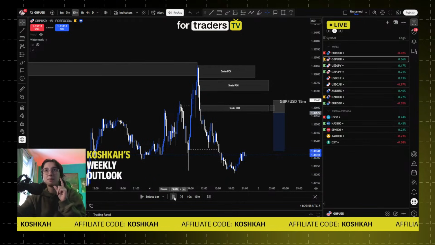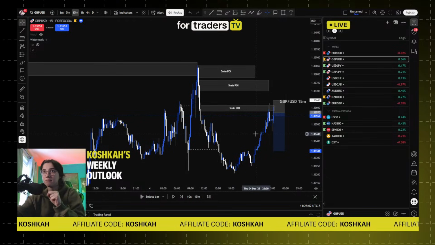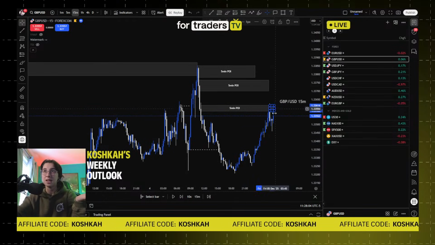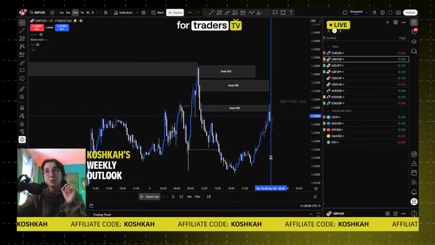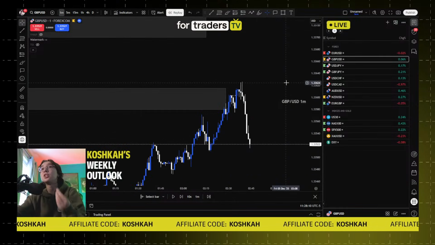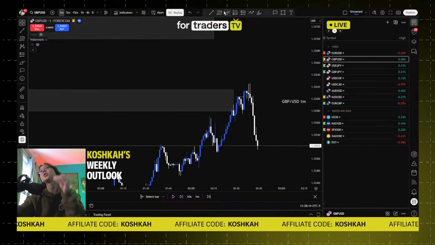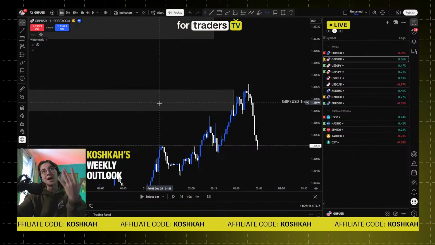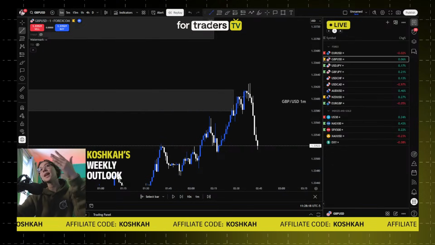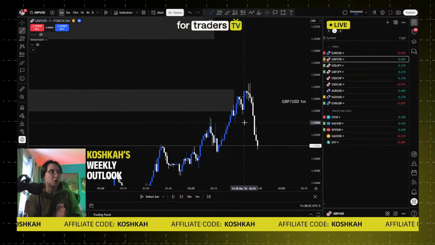So what does that mean? It means that we're going to wait for the 5-minute POI to be tapped in. So for example, right here, it got tapped in, and you don't just straight away enter at this POI. You go on the 1 minute and wait for a 1-minute change of character / break of structure to the downside. That way, it will allow you to prove that this POI holds some strength, and then you can enter this trade without risking much.